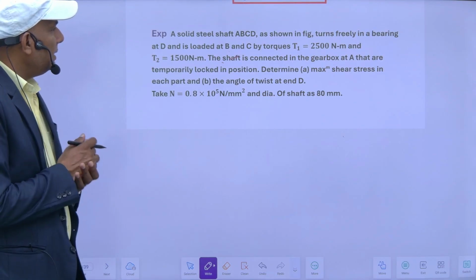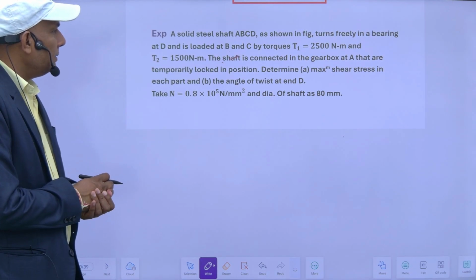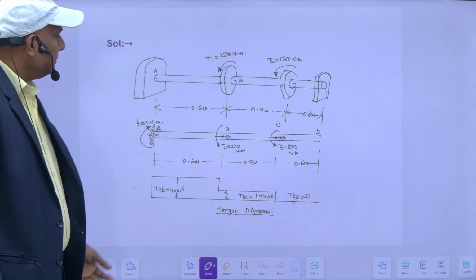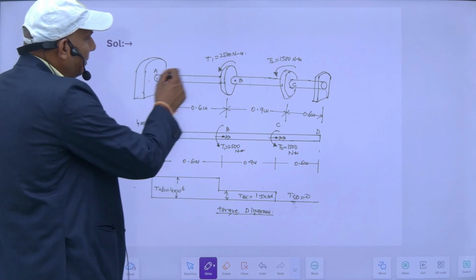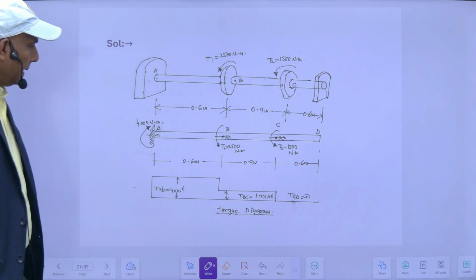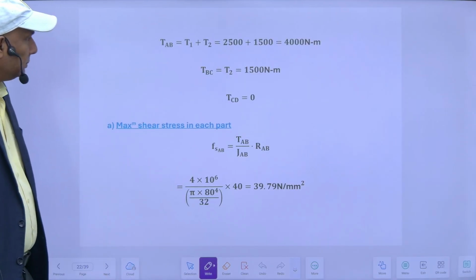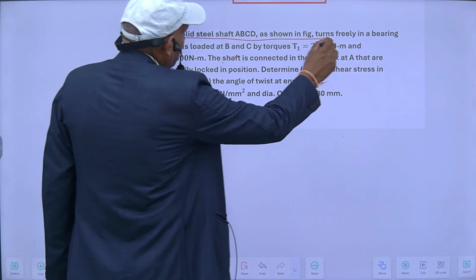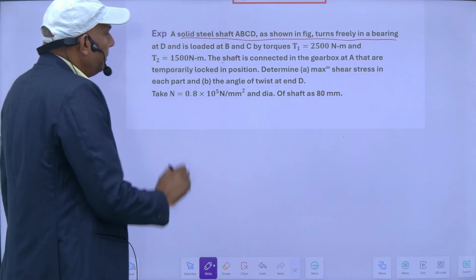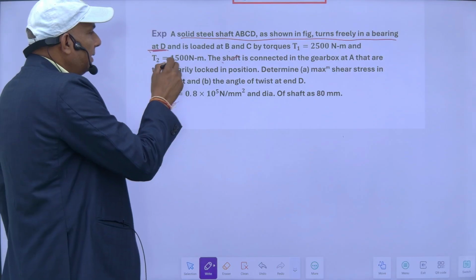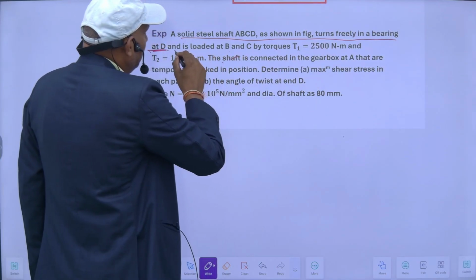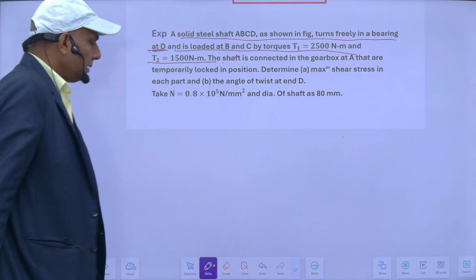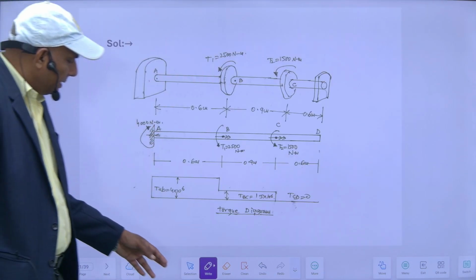There is a question: a solid steel shaft ABCD as shown in the figure. This is a solid shaft, fixed at the end A, and it turns freely in a bearing at D. It is not fixed at D, it turns freely, and is loaded at B and C by torques T1 and T2. So this is my shaft ABCD.